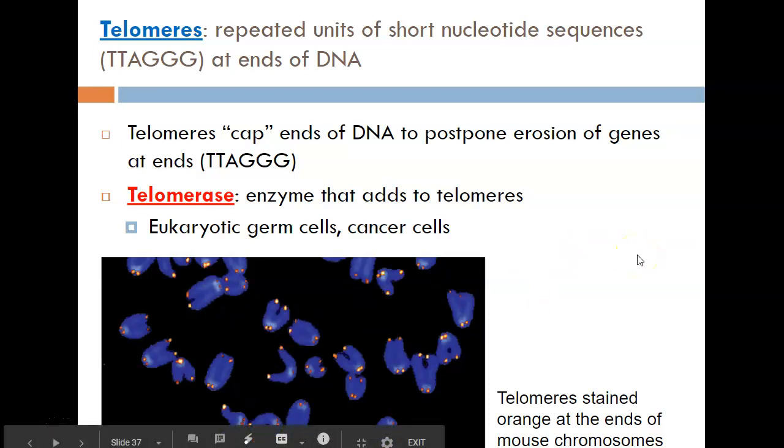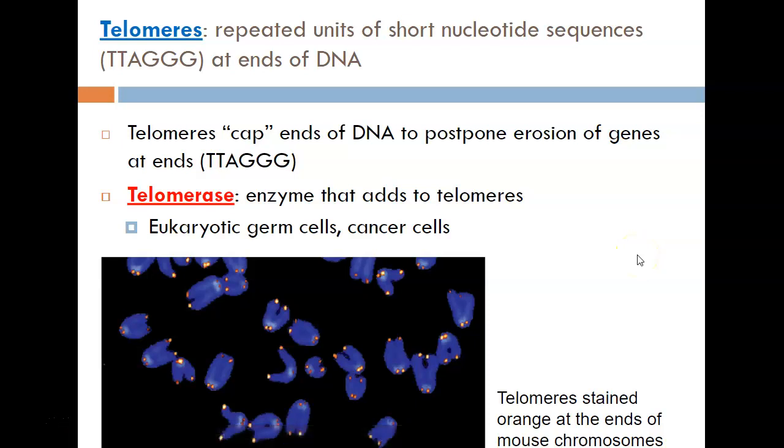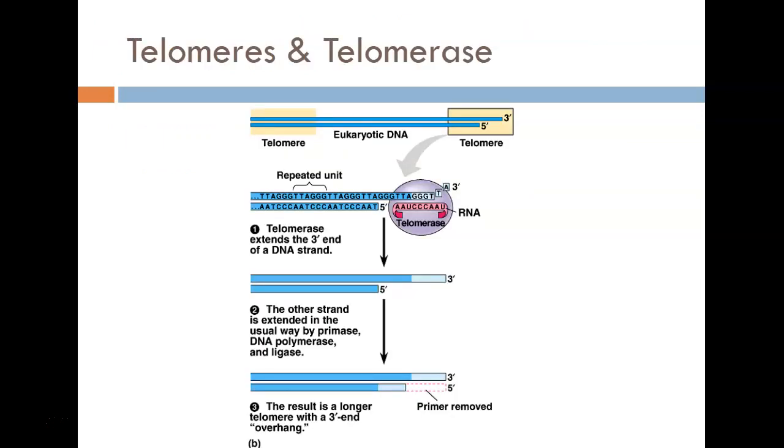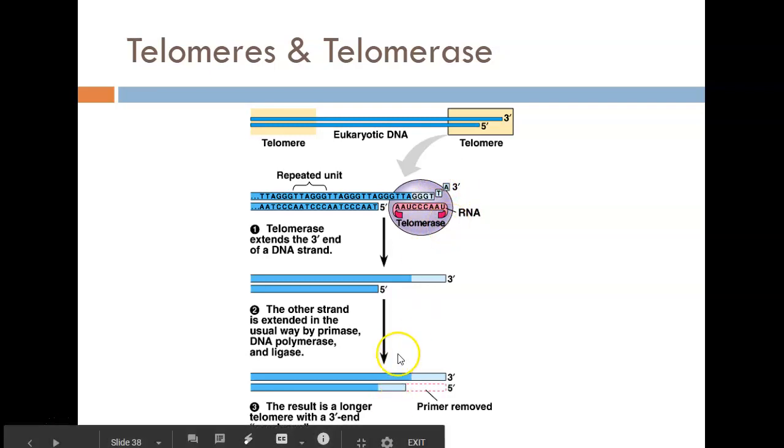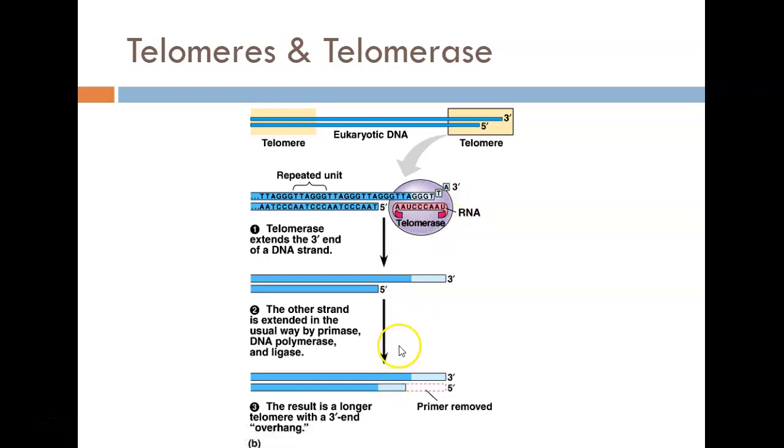And oftentimes what happens is in cancer cells, those telomeres might not be there, and therefore you can get DNA damage. So here's what that looks like. The telomerase comes in and basically makes sure that there's that cap on there. It extends the 3' end of the DNA strand. The other strand is extended in the usual way by primase. So that part's not an issue. And so overall, you get this little overhang.